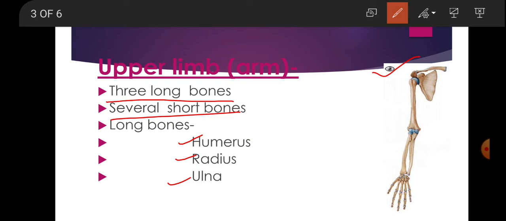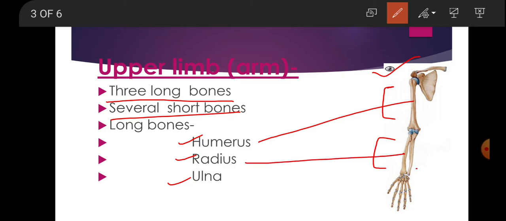Look at this picture again. This is our upper arm and this is lower arm. In the upper arm, a long bone is present, which is called humerus. And in the lower arm, long bones are present. These are radius and ulna.